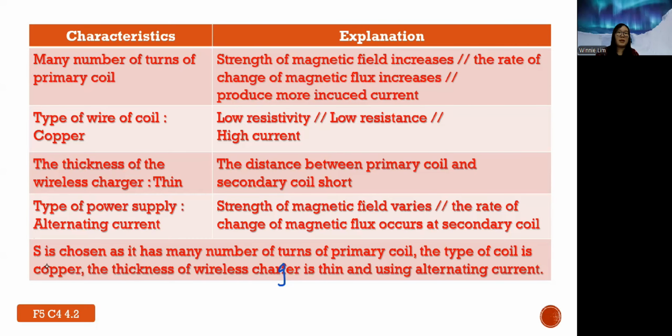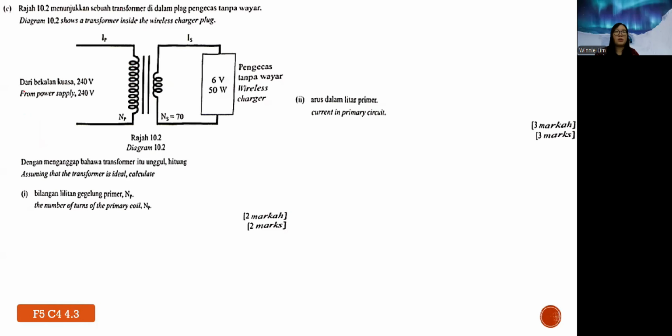Okay, then lastly we have the calculation part. The calculation part is under transformer, very direct. Let's say the transformer has the wireless charger plugged in. Assuming the transformer is ideal, the keyword is ideal. Firstly, they want you to calculate the number of turns of the primary coil. The primary coil will always relate with the primary voltage Vp, Vs, and then Np, Ns. So generally Np over Ns equals Vp over Vs. Then we have all this, so you can find the number of turns.